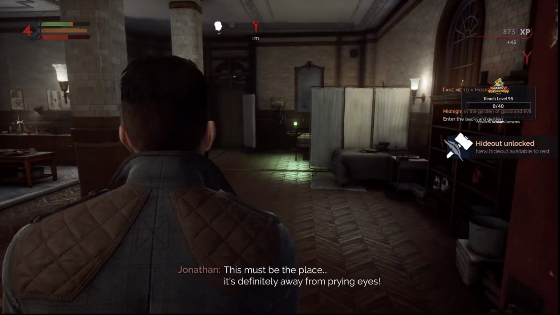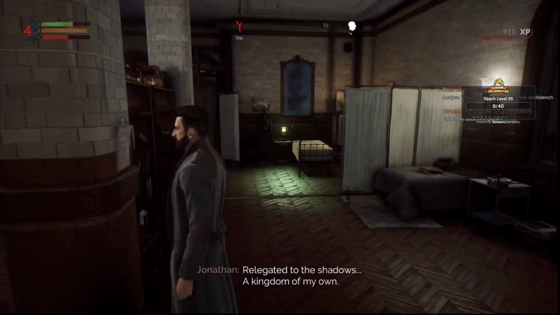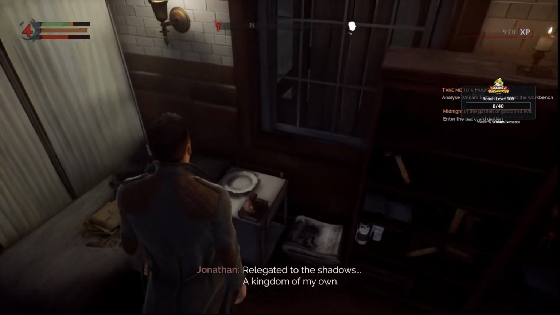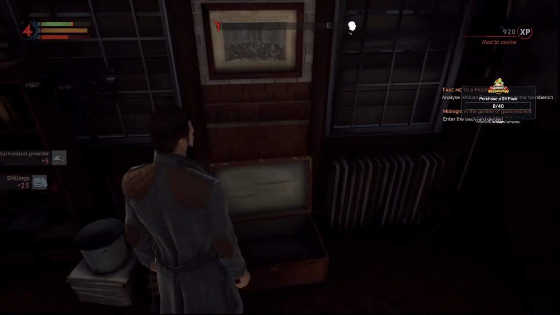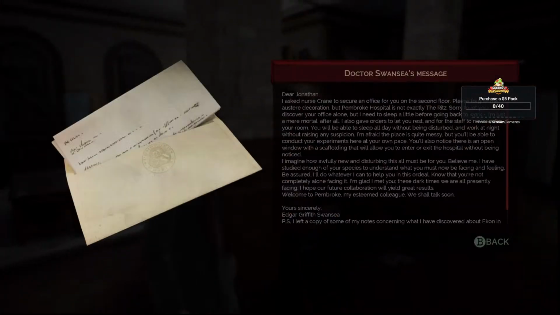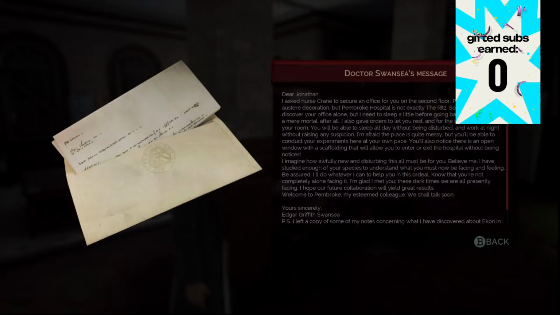This must be the place. It's definitely away from prying eyes. Relegated to the shadows. A kingdom of my own. At least I won't be sleeping in a coffin. Coffin would be much cooler though. I'll read this. Fuck it.